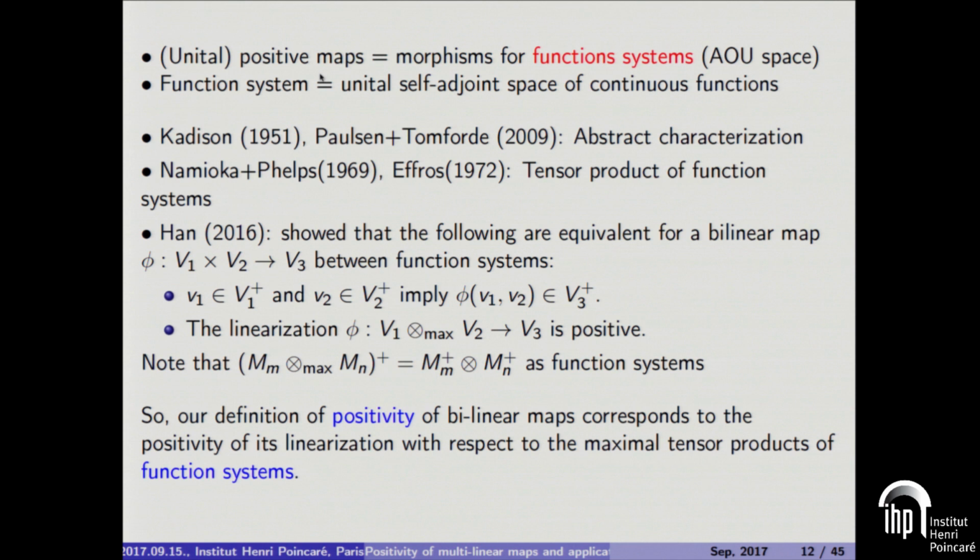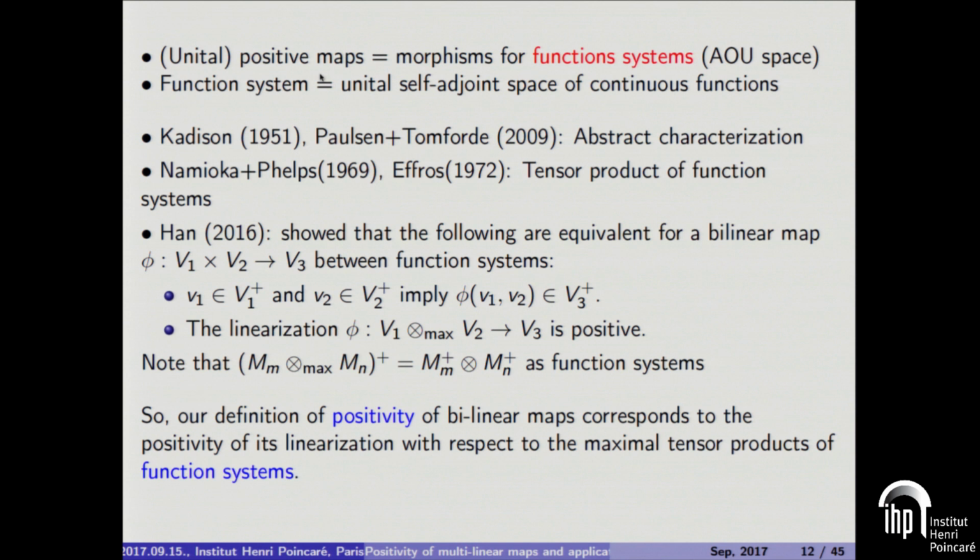And this holds: a linear map between function systems is positive in the sense we already introduced if and only if its linearization with respect to the function system maximal tensor product is positive. In the case of matrix algebras, the positive cone of the maximal tensor product of the function systems is nothing but the tensor product of the two positive cones. So this is nothing but the positive cone which is generated by the separable states. So our definition of the positivity of the bilinear map corresponds to the positivity of the linearization with respect to the maximal tensor product of function systems.